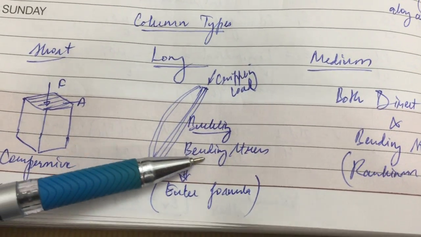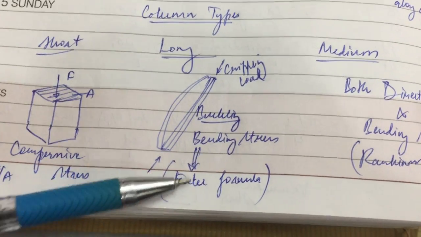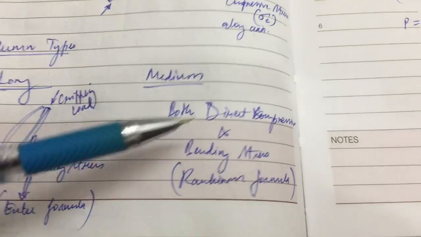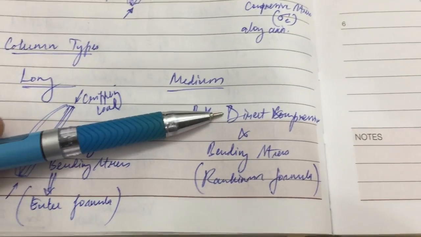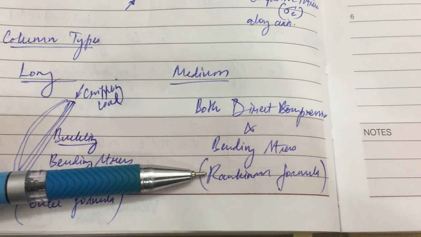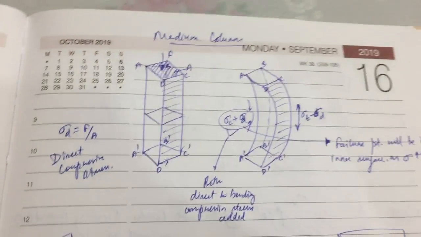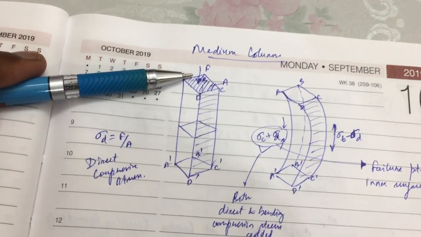In long, it is slender, basically a strut, where crippling load and bending stress are applied, and we can see the buckling effect. From here we can find the bending stresses, and we can find the crippling load from Euler's formula. And next is the medium kind of column, in which both direct compressive and bending stress are applied, and that can be found through the Rankine formula. In medium column cases, if this is the column, the load is applied.